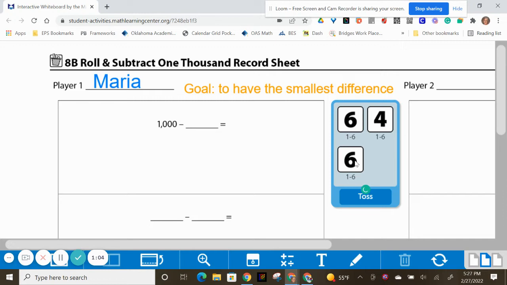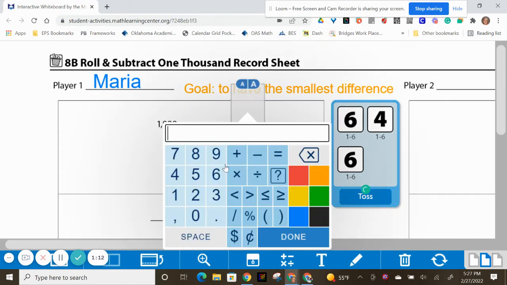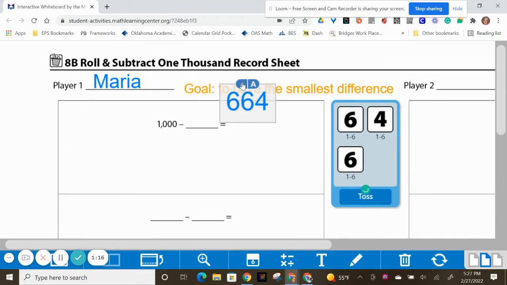So I believe I'm going to try to form the largest number that I can, and that's going to be 664. So I'm going to put that in here for Maria. And now I need to subtract 664 from 1,000. I can do that using any of the great strategies that I've learned this year.